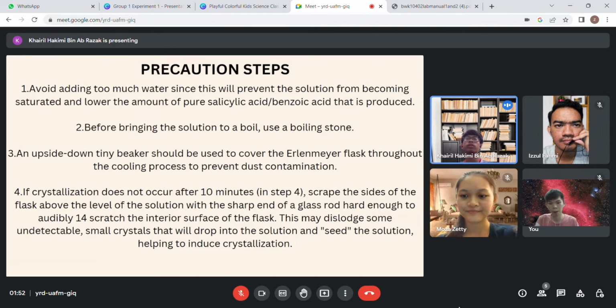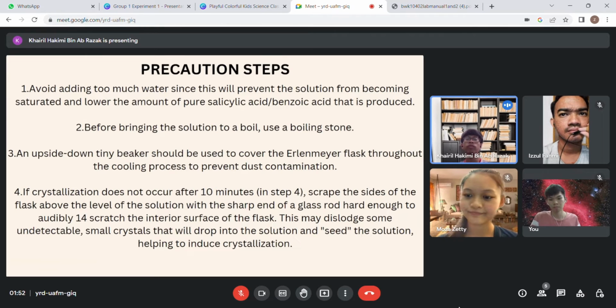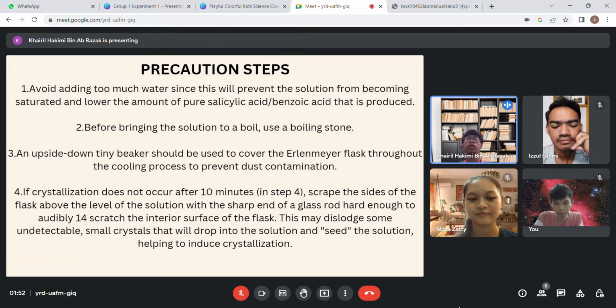to prevent dust contamination. And number four, if crystallization does not occur after 10 minutes in step 4, scrape the sides of the flask above the level of the solution with the sharp end of the glass rod hard enough to audibly scratch the interior surface of the flask. This may dislodge some undetectable small crystals that will drop into the solution and seed the solution, helping to induce crystallization.